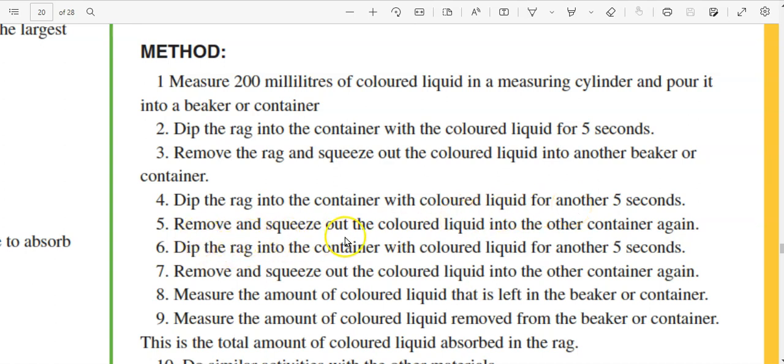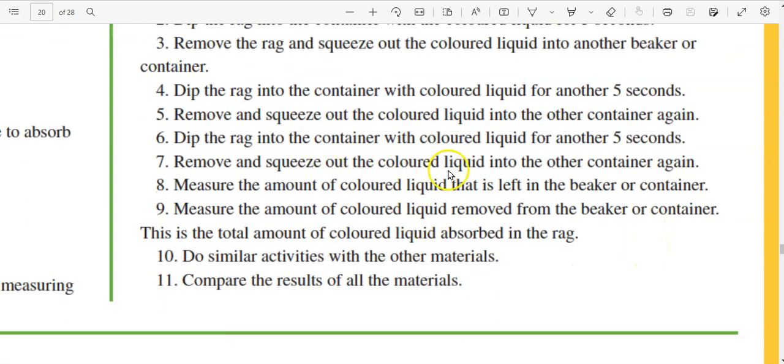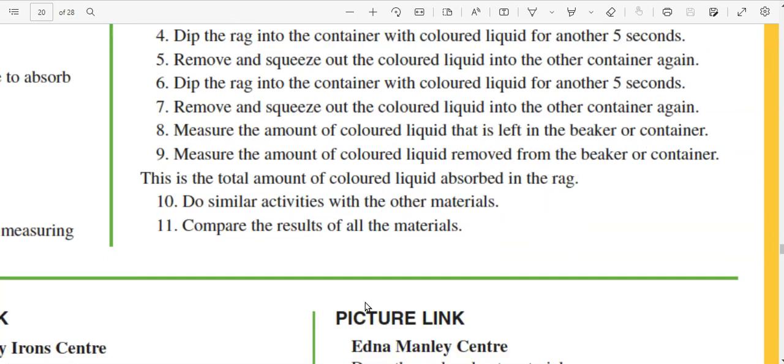4. Dip the rag into the container with the colored liquid for another 5 seconds. 5. Remove and squeeze out the colored liquid into the other container again. 6. Dip the rag into the container with the colored liquid for another 5 seconds. 7. Remove and squeeze out the colored liquid into the other container once again. 8. Measure the amount of liquid that is left in the beaker or container. 9. Measure the amount of colored liquid removed from the beaker or container. This is the total amount of the liquid absorbed in the rag. Now, do similar activities for the other materials and compare the results of all the materials.